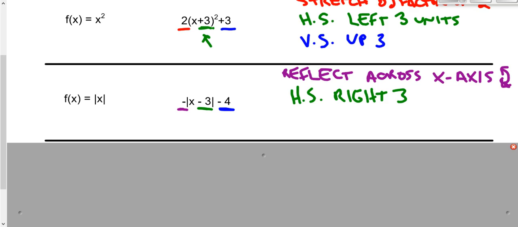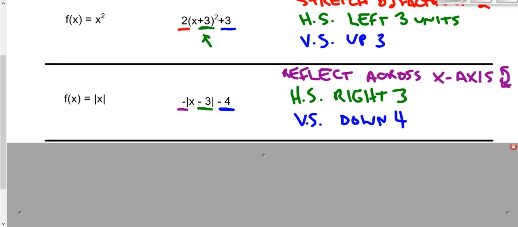And the -4 at the very end is our vertical shift. Now our original vertical shift, that plus k, that vertical shift is usually up if we have a positive sign. This one's a negative sign, which means our vertical shift is actually going to be down. It is the opposite direction. So we're going down 4, okay?